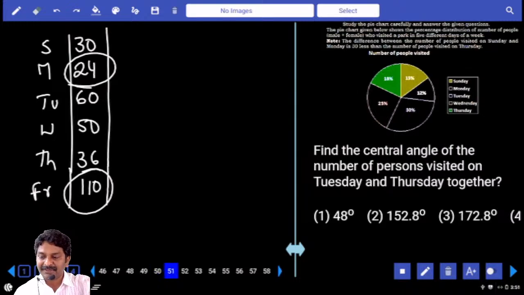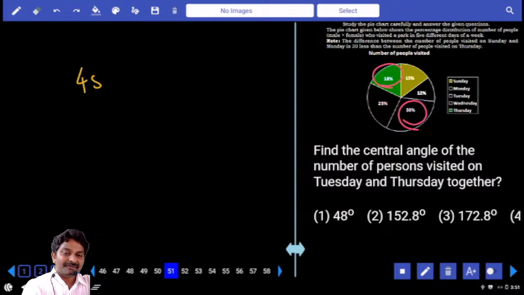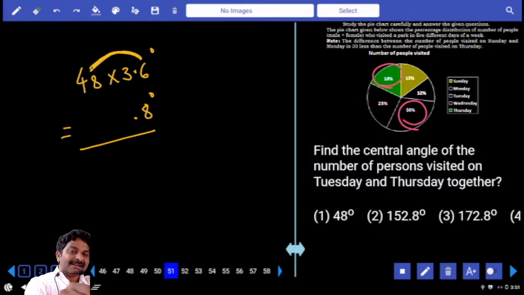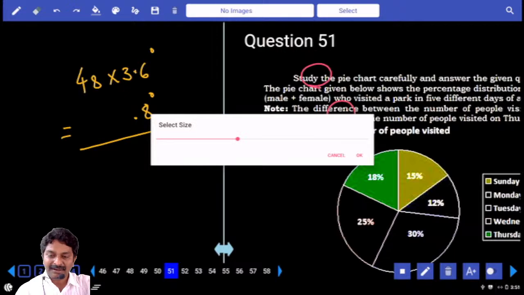Find the central angle of the number of persons visiting on Tuesday and Thursday together. Tuesday 30, Thursday 18, both together 48%, where 1% value is equal to 3.6 degrees. That means the answer must end with 0.8 degrees, because 6 into 8 ends with 8. Answer must end with 0.8.